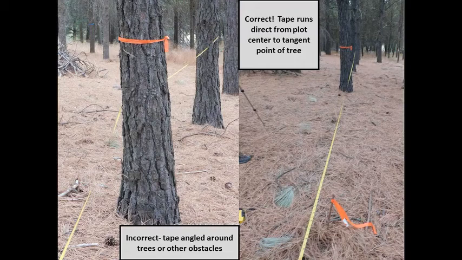This is incorrect because a bent tape will overestimate the distance from the checked tree to the plot center. The correct method is shown on the right. The straightest line is chosen to run the tape from plot center to the tree being checked.